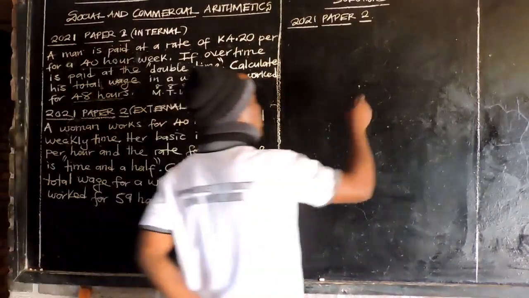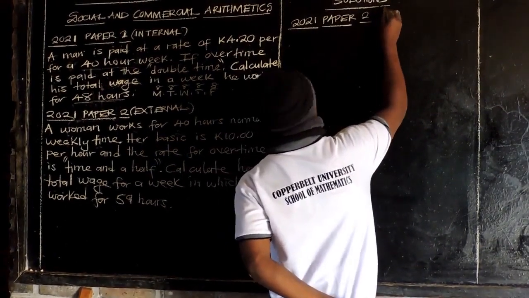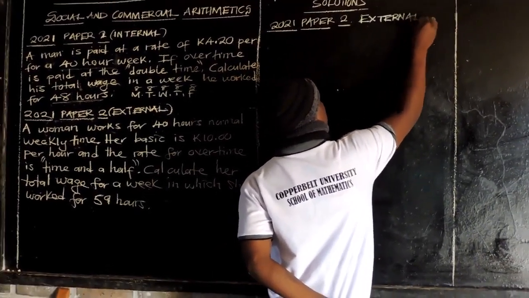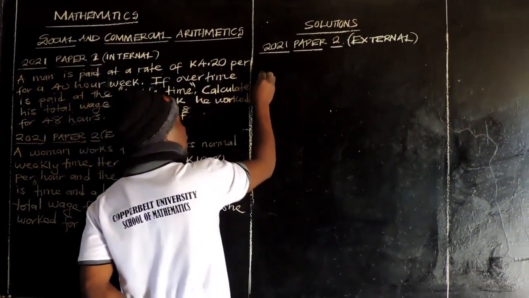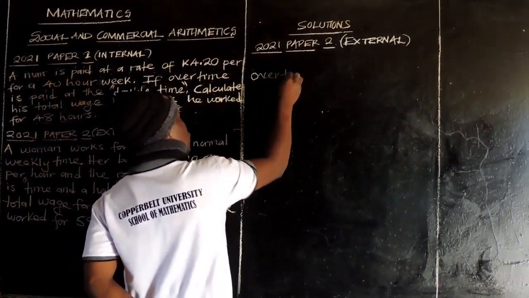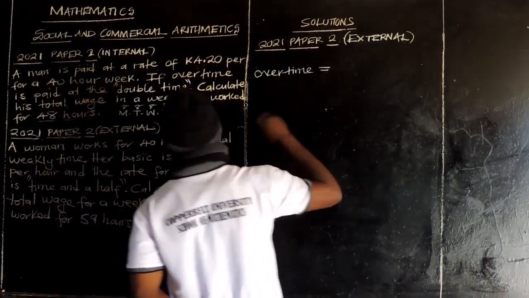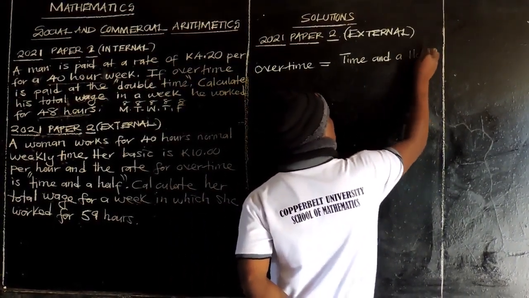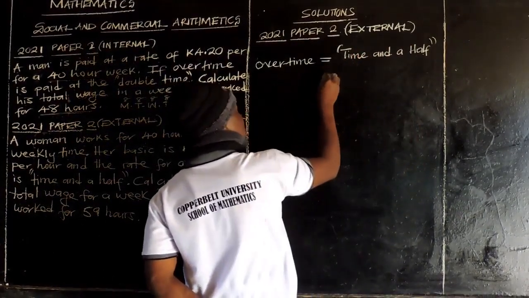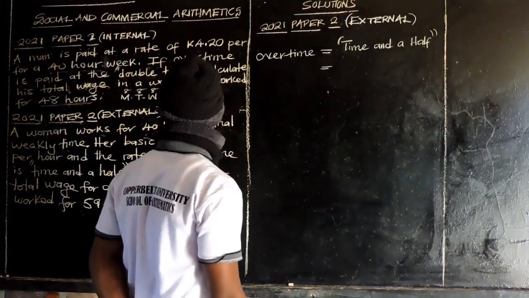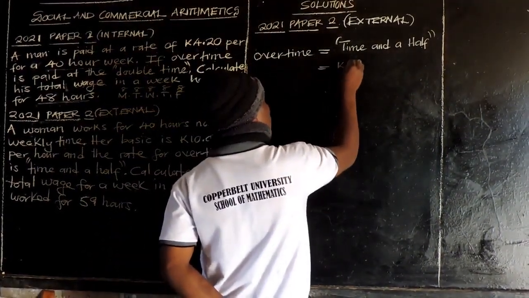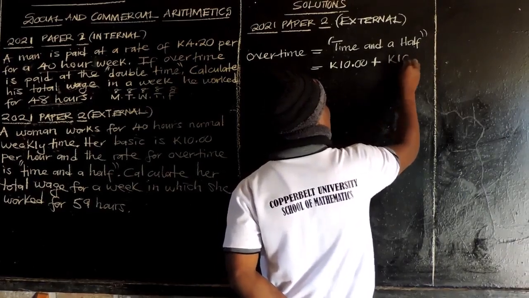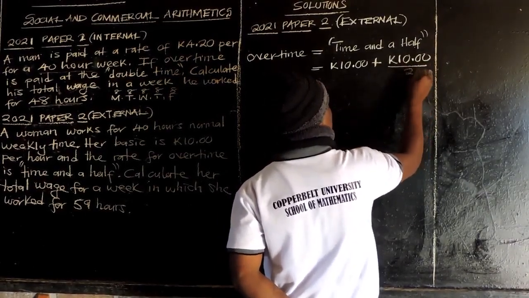So let's do this. We are answering 2021, is it external? Okay, this was for external candidates. Are we together, people? So first we are going to find our overtime. Overtime is equal to, what was the rate of overtime? They are saying time and a half. Remember, time is money. So per hour you were given how much? 10 kwacha. So we are going to say 10 kwacha plus half of 10 kwacha, 10 kwacha divided by 2.